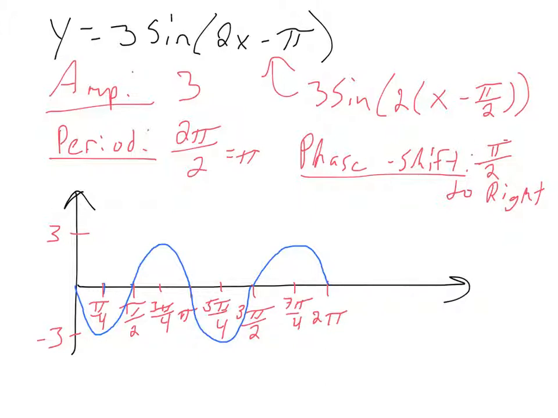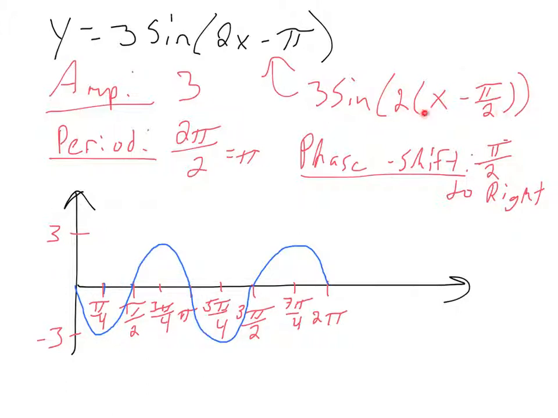So we do the phase shift because of the order of operations that's going on here. We do the phase shift first, and then we do the change in period afterwards, which is why I start at wherever the phase shift pushes me to, and then I change the period after that, right? So it's shifted over by pi over 2, and it has a new period of pi.